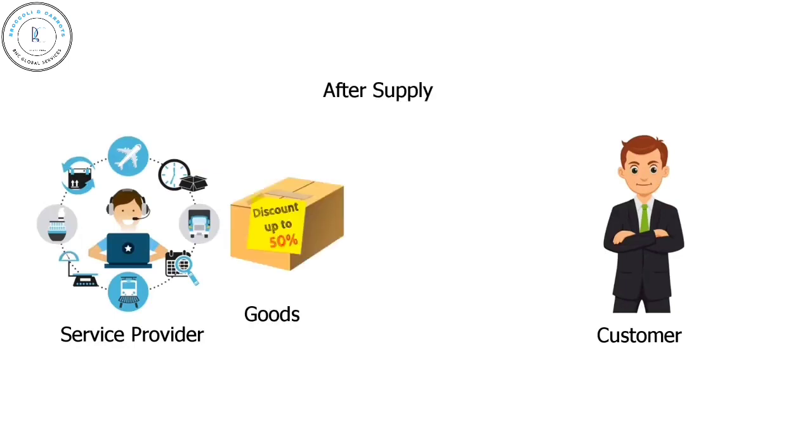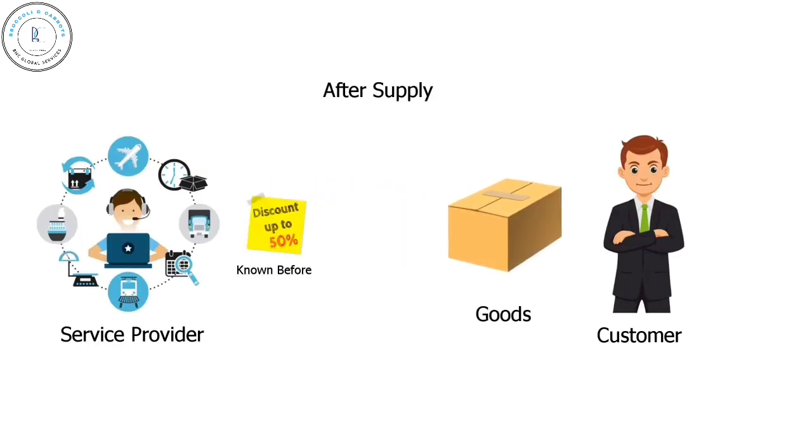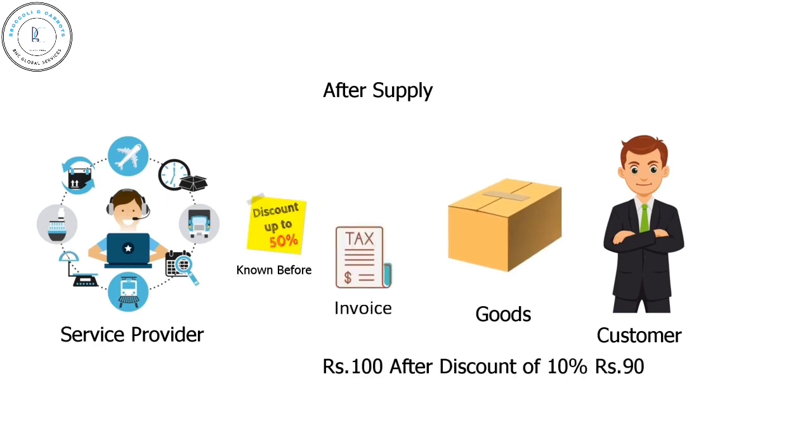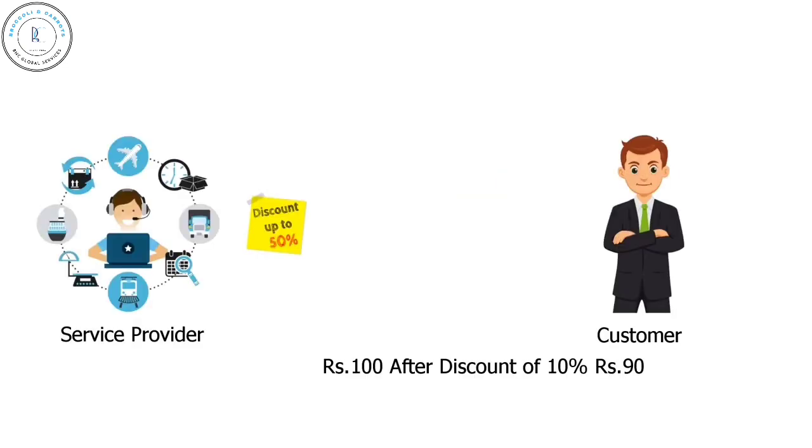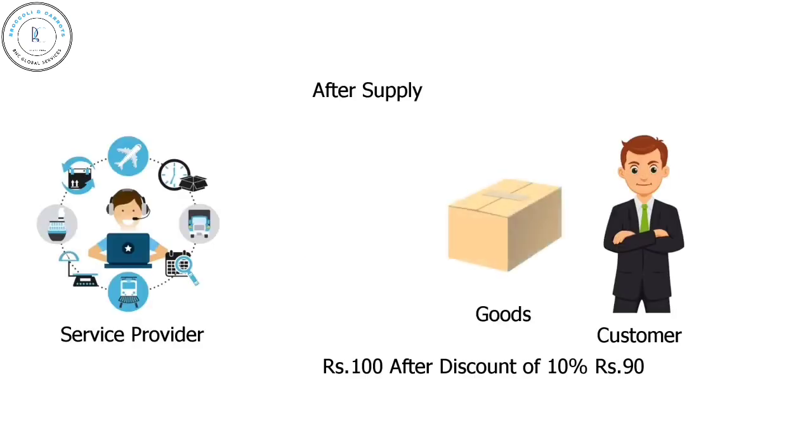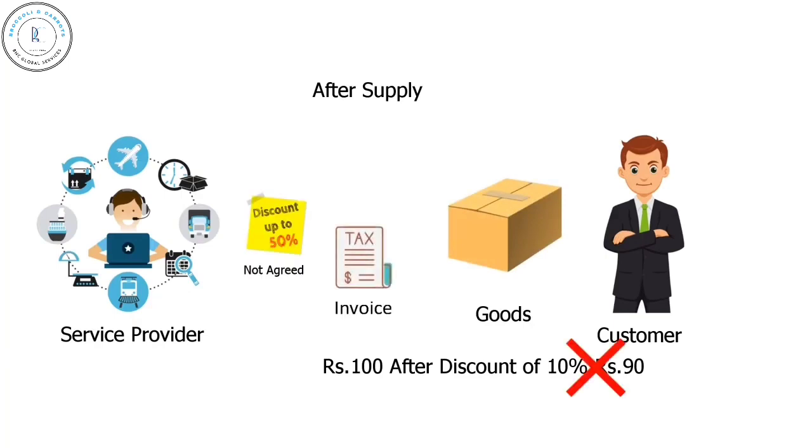relevant tax invoice. If discount is given after supply but it was known before or at time of supply, and can be linked to relevant invoice, it will be allowed as deduction from transaction value. If discount is given after supply but it was not agreed upon before, or at time of supply, whether or not traceable to relevant invoice, it will not be allowed as deduction from transaction value.